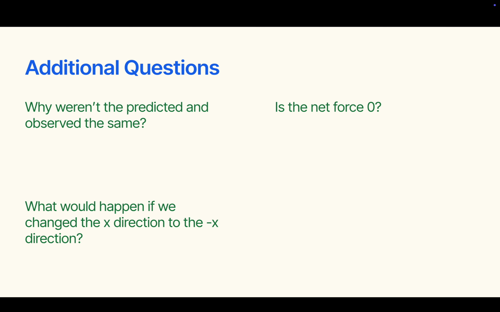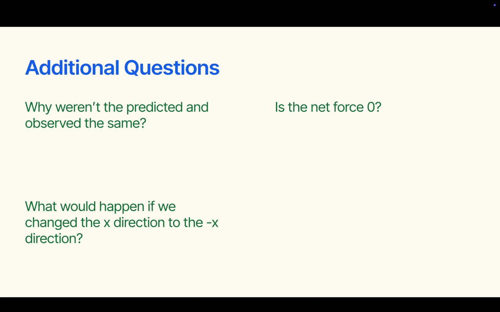So some questions on that is, why weren't the predicted and the observed the same? Well, that could be we neglected air resistance and we neglected friction, and we rolled it on like a carpet, so friction would play a part in that. It wasn't a frictionless surface. So with the next question, is the net force 0? No, the net force isn't 0.